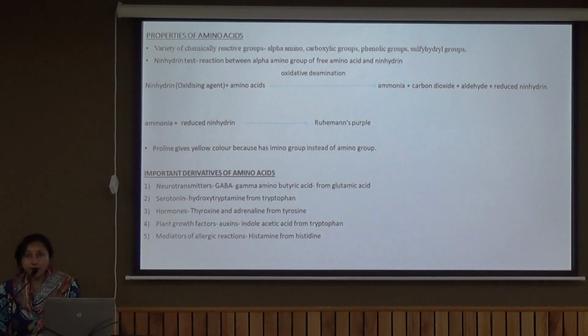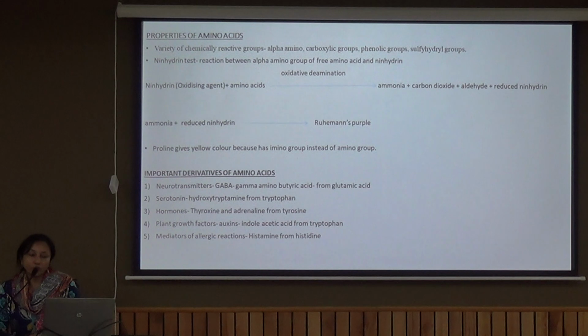But we have already discussed proline is an amino acid. It has an imino group and not an amino group. So proline gives a yellow color with the ninhydrin test. So if we have yellow color, that means proline is there, and if we have Ruhemann's purple, that means the other amino acids are present there.